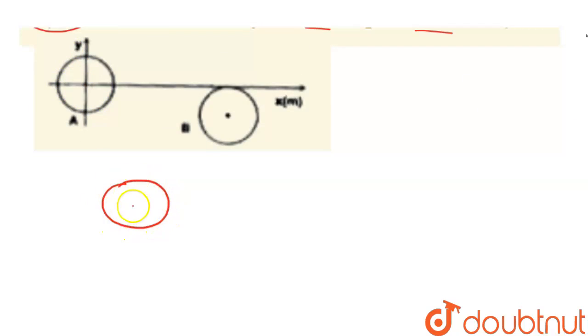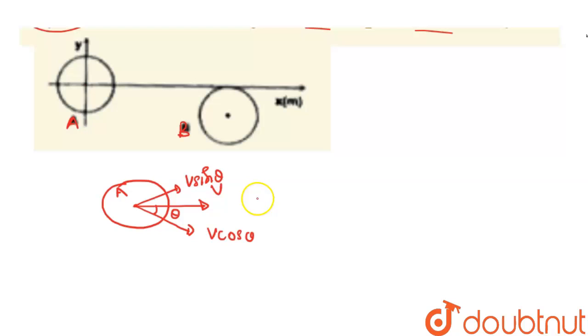For block A, this is its center of mass and this is its velocity that we have been given as V. Let's suppose we take this angle as theta, so this will be V cos theta. Why are we considering this? Because this component is important, since this side will only be in contact with B. This is B, this is A, this is V sin theta.